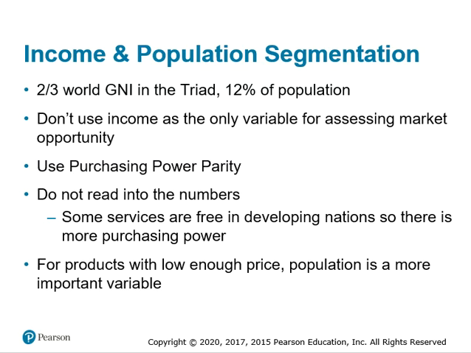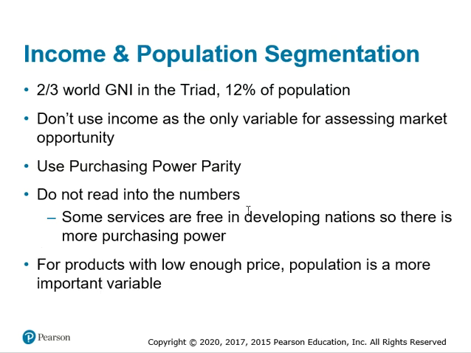Income and population segmentation. Now, this is a different way of segmenting. For example, two-thirds of the world's gross national income is found in the Triad, and the Triad is North America, Europe, and the Pacific Rim. So two-thirds of the GNI is in these three areas, but only 12% of the world's population is located in these three areas. So it's something to consider.